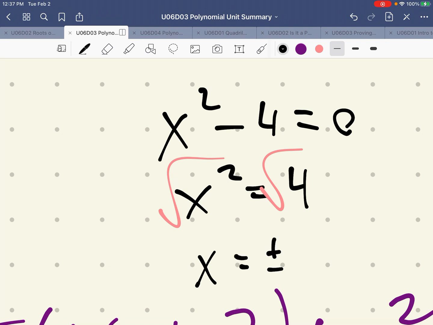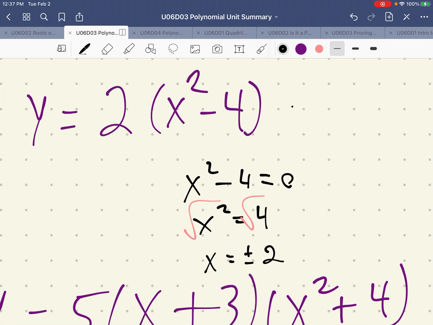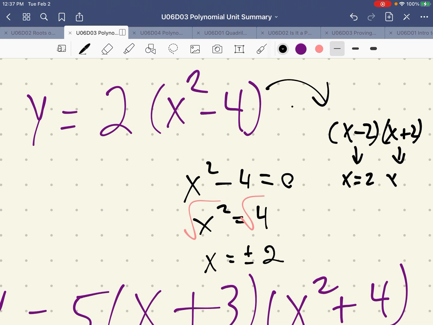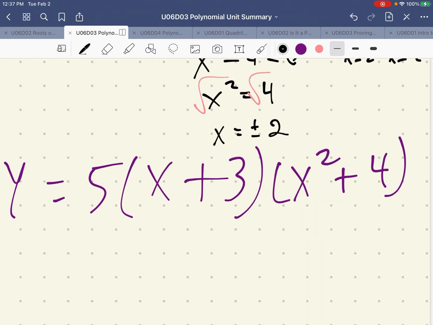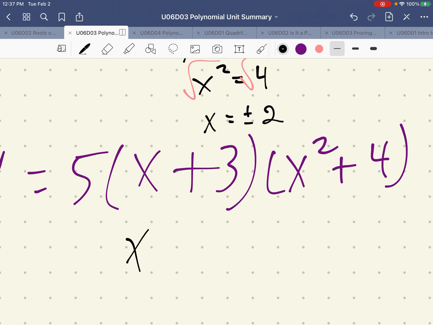So we'll get x equals plus or minus 2, which would have happened if we factored this as well. We would have gotten x minus 2 and x plus 2 as the factors, and we would have gotten x equals 2, and we would have gotten x equals negative 2. So we'd get the same answer if we factored or used the method of square roots. For the next one, we see we get x equals negative 3.